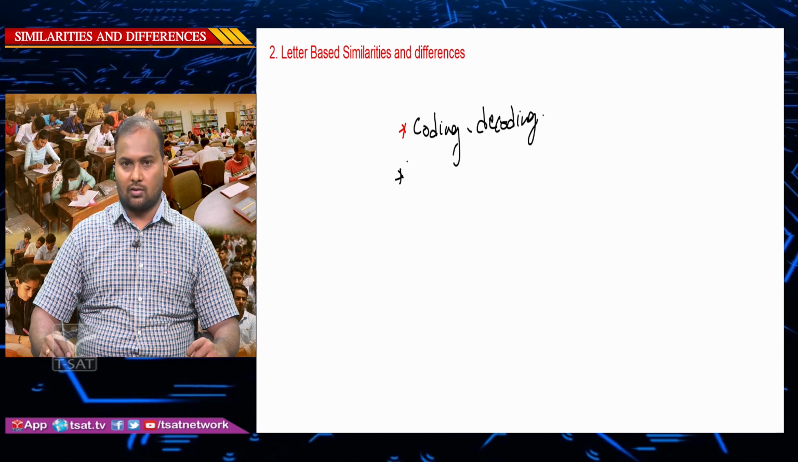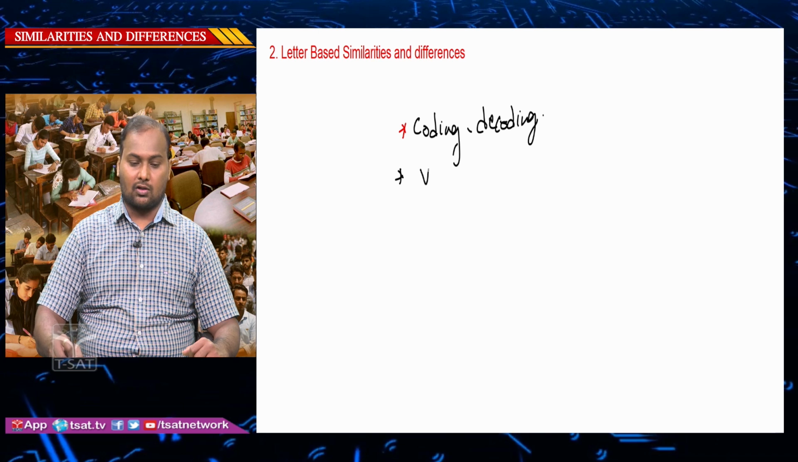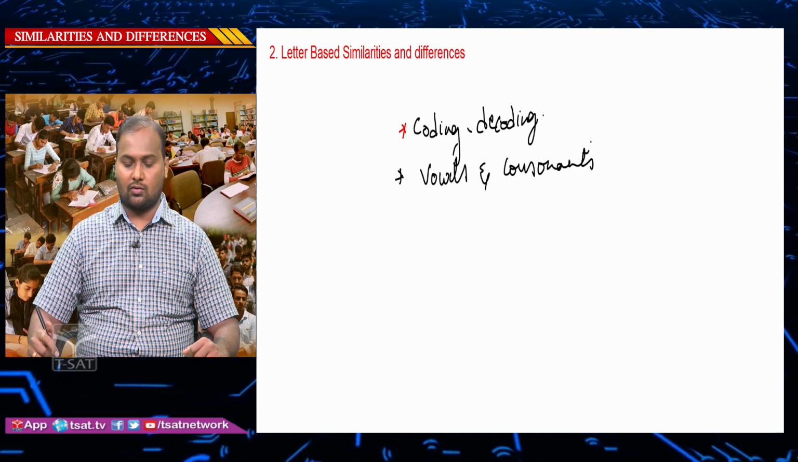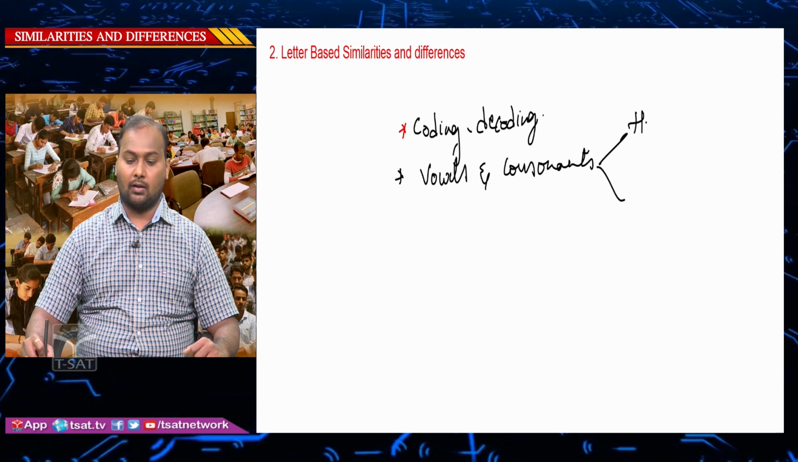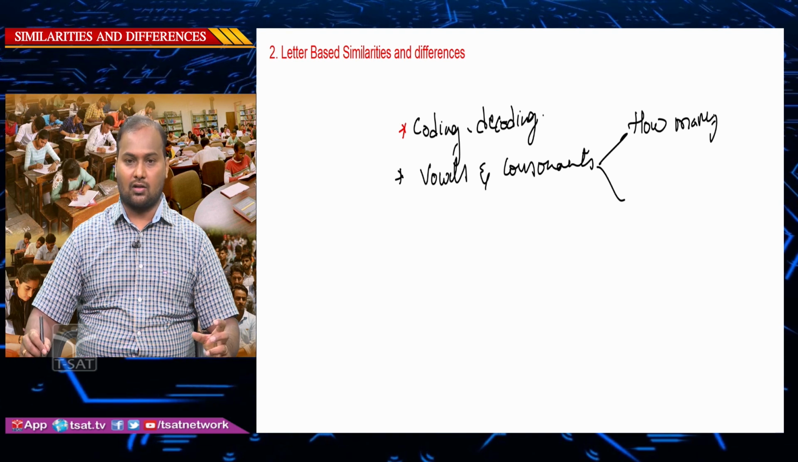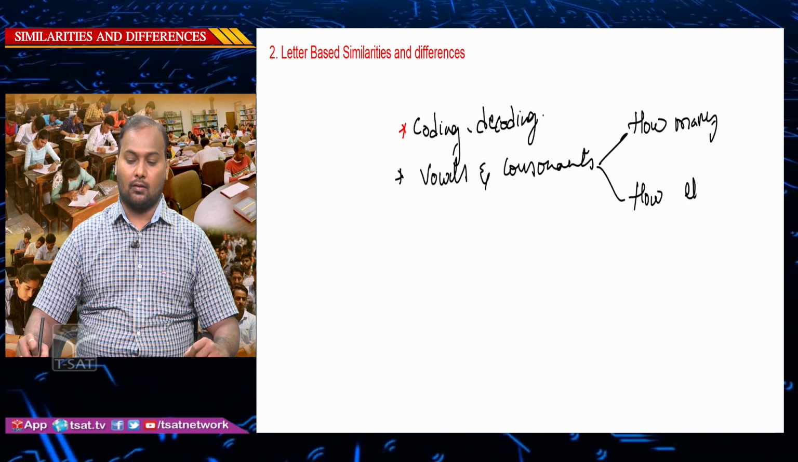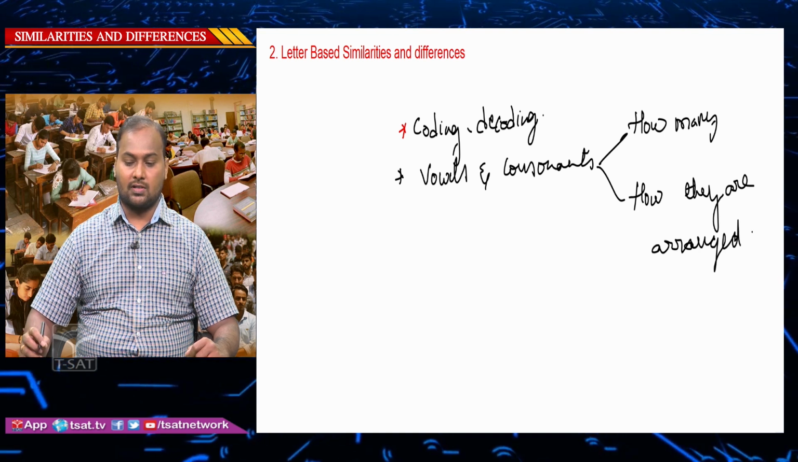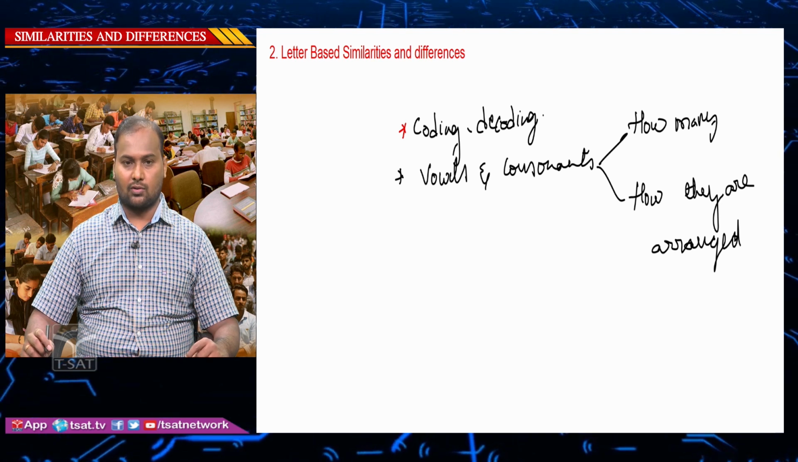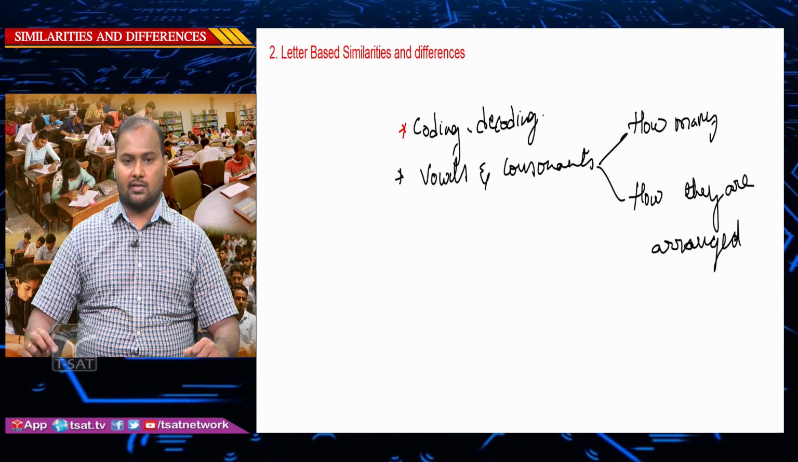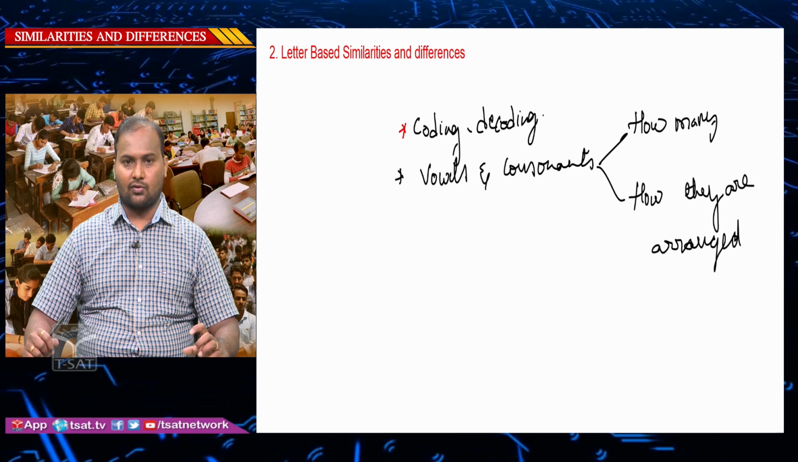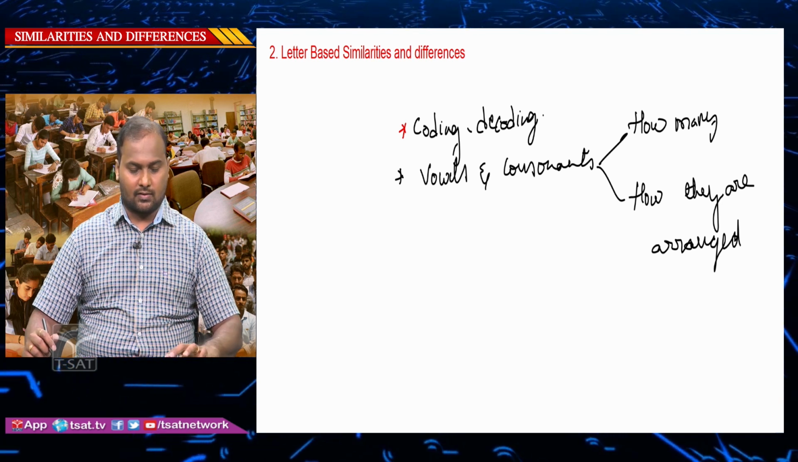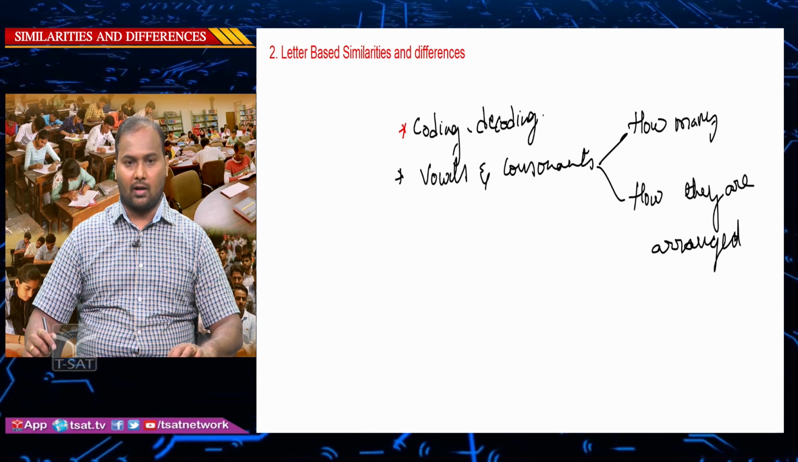Next, a very, very important area that the student should know to do this topic very well is vowels and consonants. In vowels and consonants, the student should know how many vowels and how many consonants are there, and the second one is how they are arranged. The student should know both these areas. So, the student should know only two areas: one is coding and decoding, which is already done in the previous topics, and the second one is vowels and consonants. He has to observe how these consonants are arranged and how many are there also. So, without wasting time, let's see some questions based upon the format of coding and decoding and vowels and consonants.